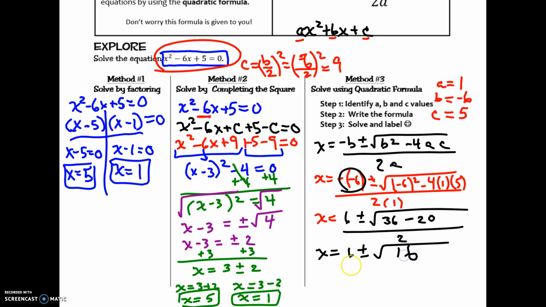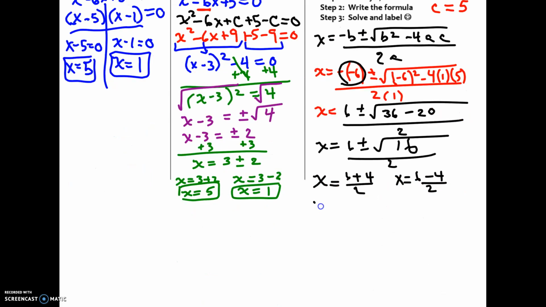Whoops, that's a 16. All over 2, which is just 6 plus 4 over 2 and 6 minus 4 over 2. I'm separating that plus or minus there. When I do that, I can continue on to get each of the roots.